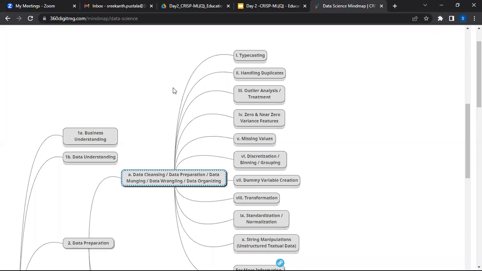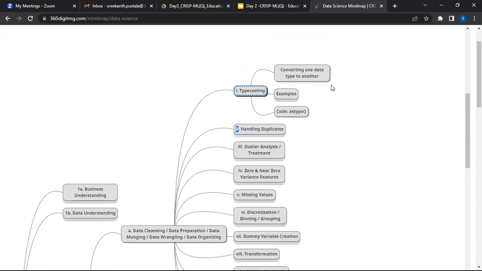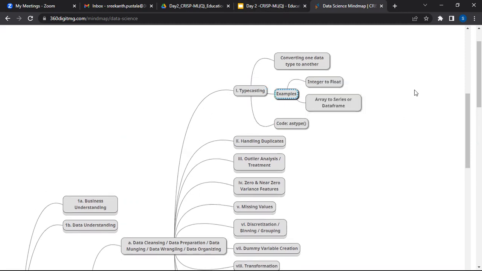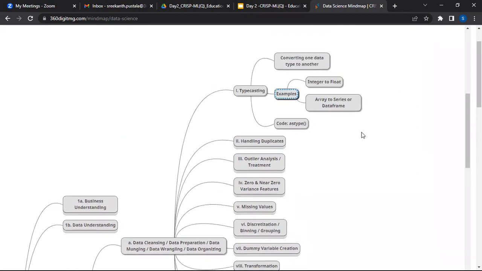So when it comes to typecasting, converting one data type to another data type is called typecasting. The examples that we have are integer to float, array to strings. These are the examples. And in Python, we are going to use astype as the function that we are going to use.